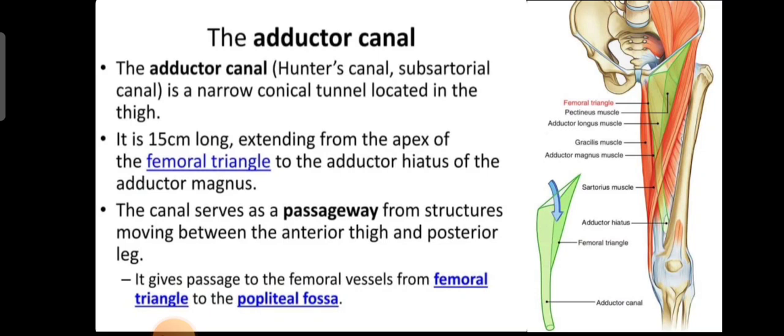The adductor canal is a narrow conical tunnel located in the thigh. It is 15 cm long, extending from apex of femoral triangle to the adductor hiatus of the adductor magnus. This serves as a passage for structures which are moving from the anterior aspect of the thigh to the posterior leg. So this is giving passage to the femoral vessels from femoral triangle to the popliteal fossa.